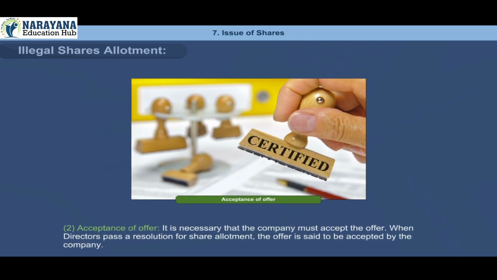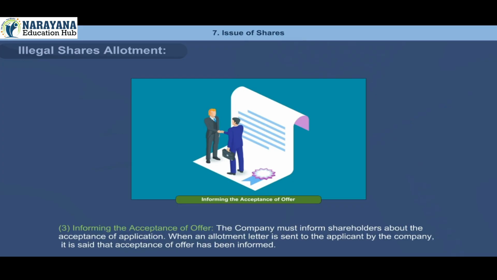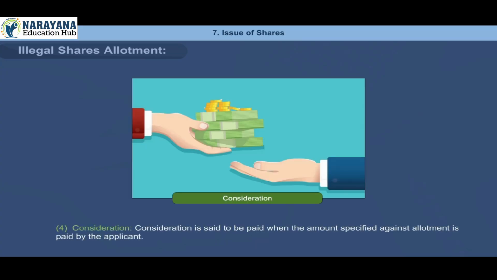2. Acceptance of offer. It is necessary that the company must accept the offer. When directors pass a resolution for share allotment, the offer is said to be accepted by the company. 3. Informing the acceptance of offer. The company must inform shareholders about the acceptance of application. When an allotment letter is sent to the applicant by the company, it is said that acceptance of offer has been informed. 4. Consideration. Consideration is said to be paid when the amount specified against allotment is paid by the applicant.